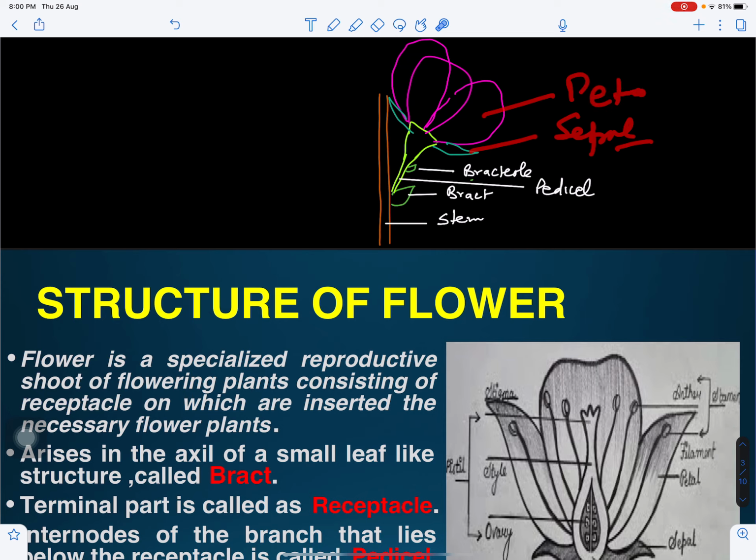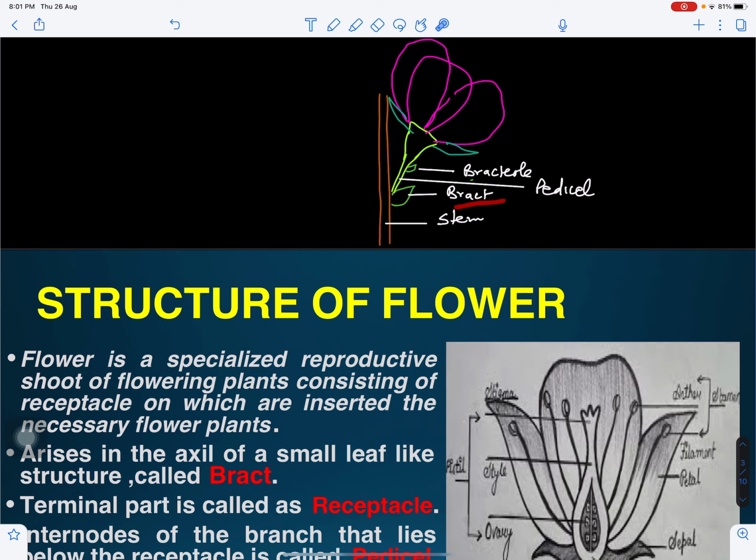is the petal or corolla. So a flower is a modification of the reproductive shoot, that is, from the stem. We have seen here this leaf-like structure called the bract, in the axil of which the flower will arise, and this terminal part is called the receptacle. And the stalk we have discussed is called the pedicel, and sometimes a smaller leaf-like structure may be present over here. This is called the bracteole.